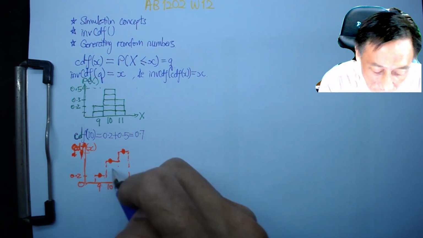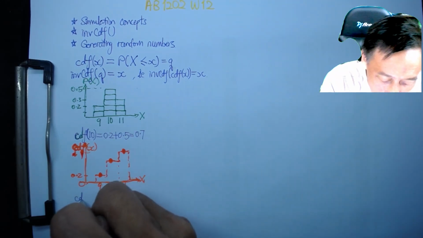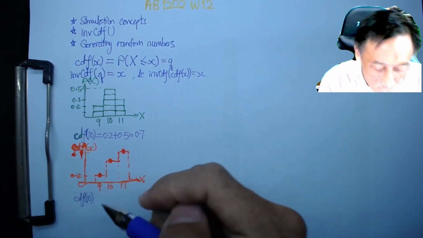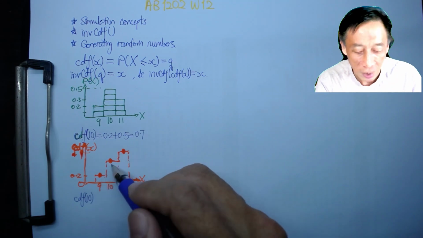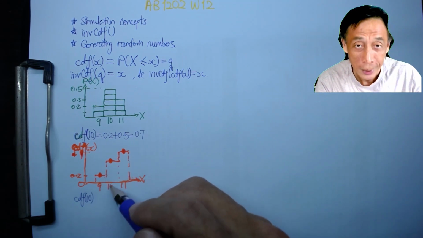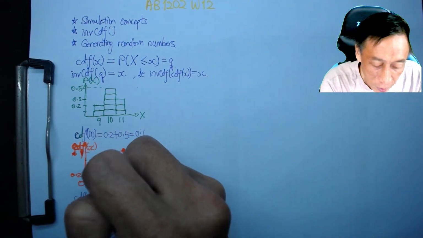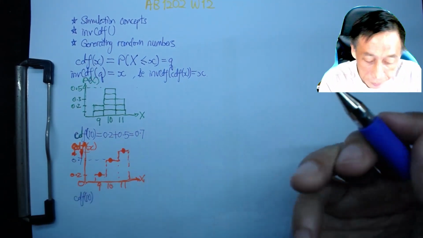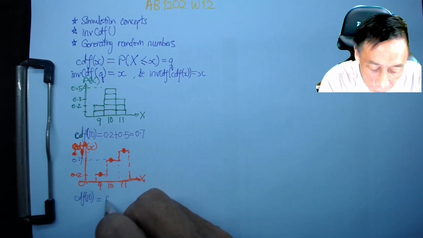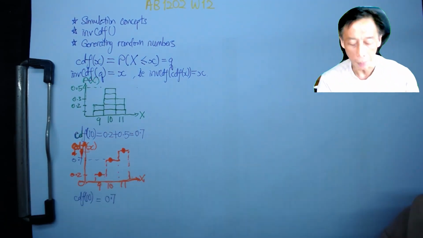If I use the CDF chart here and ask the same question, what's the CDF of 10? You notice that I don't need to add anymore because they have been added. So I just do a table lookup. CDF of 10 is going to be 0.7. So the answer is directly 0.7. Just do a table lookup.